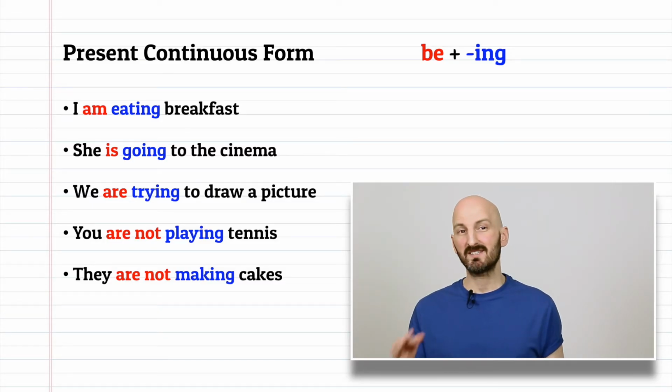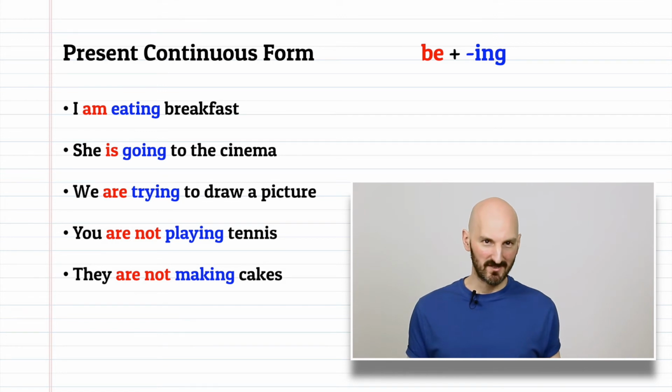So let's have a look. For the present continuous, in the sentence, I am eating breakfast, I is the subject, am is the auxiliary verb be, eating is the ing form of eat, and breakfast is the object. Some other examples are she is eating breakfast, we are eating breakfast.